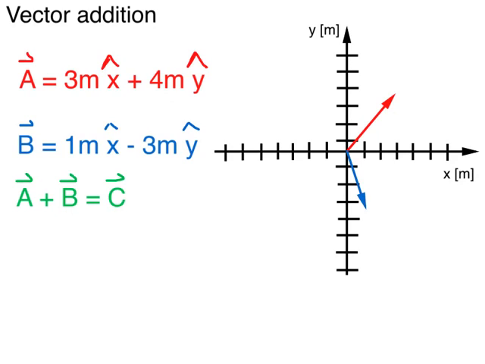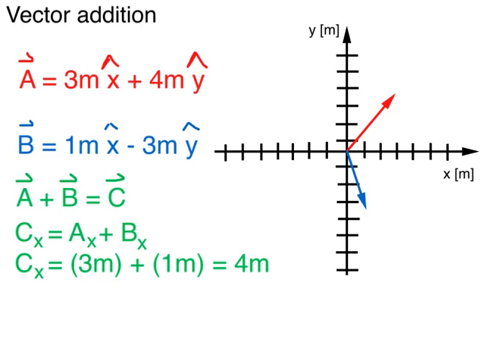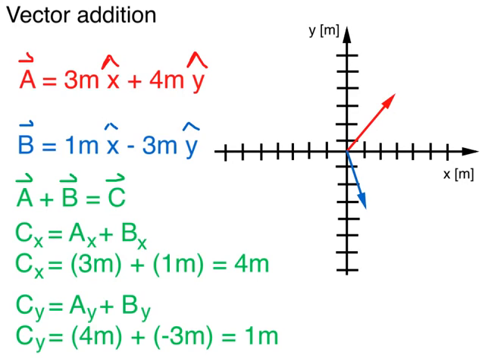So we'll begin with the x component of the resultant vector C, which we get by adding the x components of A, or 3 meters, plus the x component of B, 1 meter. The sum of these two is 4 meters, which is the x component of C. We then repeat a similar procedure for the y component of C, which we get by adding the y components of the vectors A and B, which in this case means we're adding 4 meters plus negative 3 meters to give us 1 meter for the y component of C.